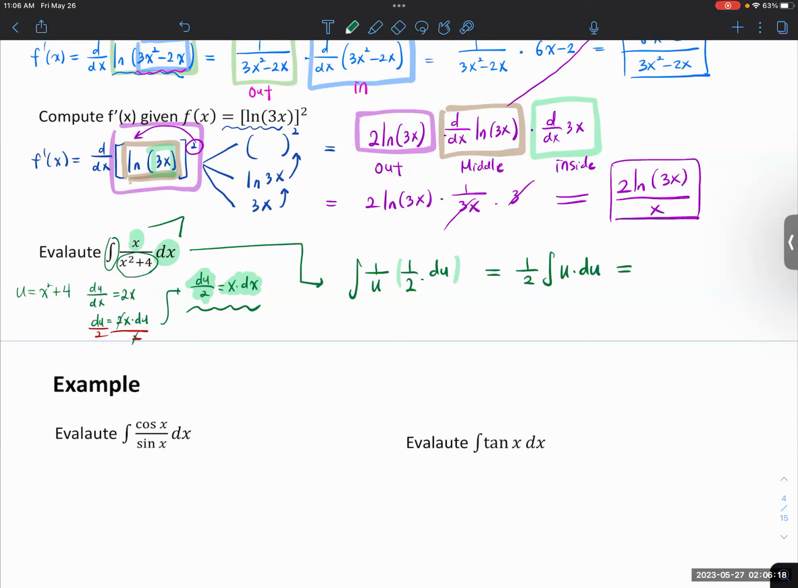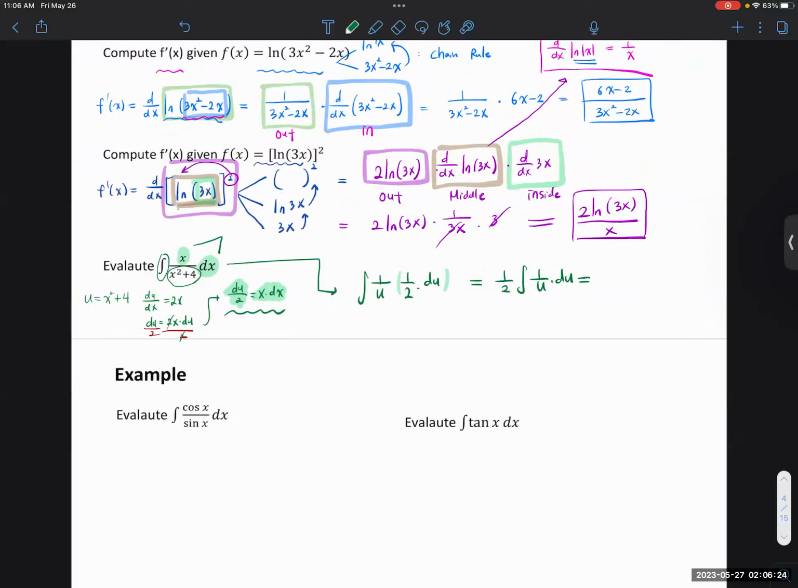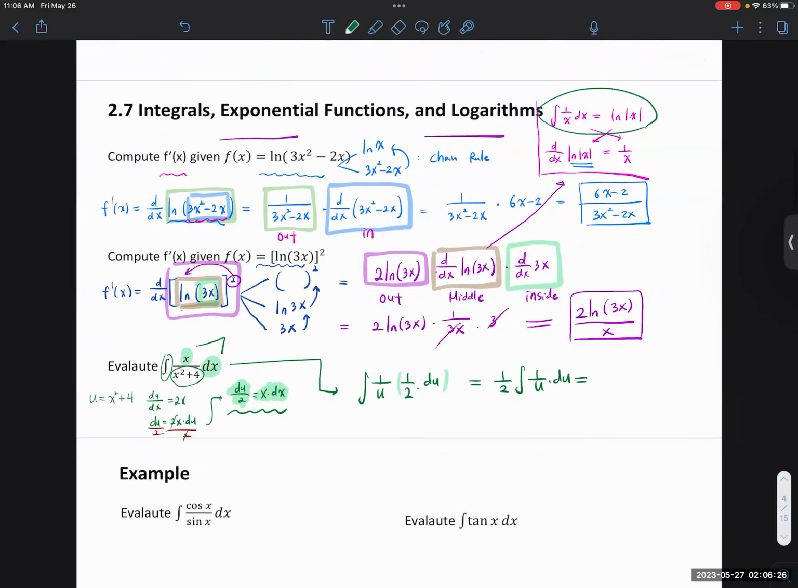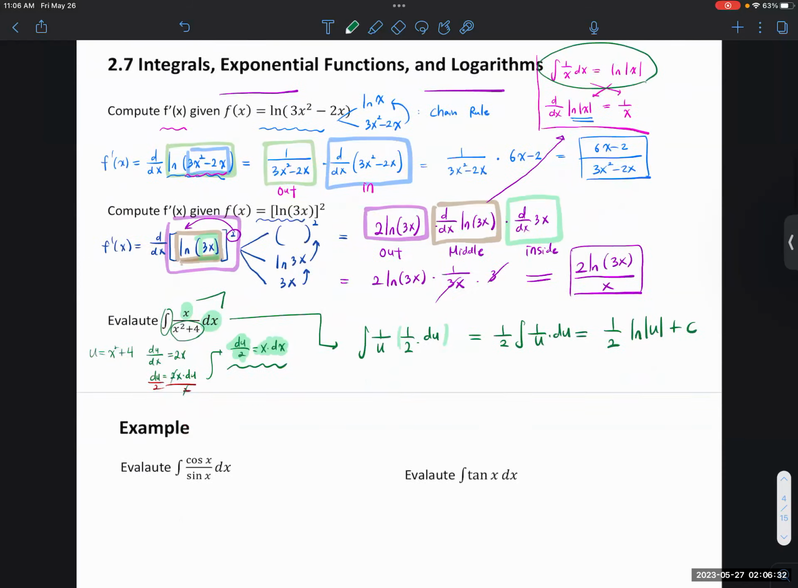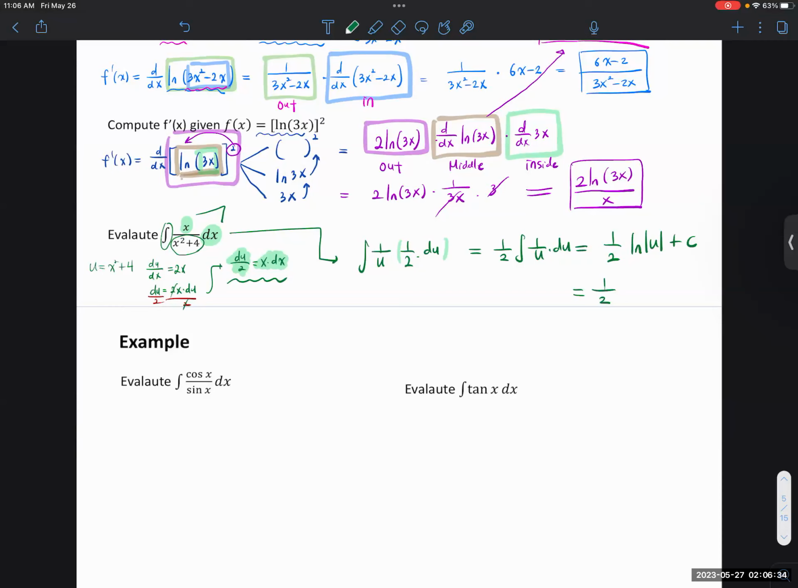I have a 1 over u, so my bad. So here 1 over u du. So this is the technique we learned, ln x. 1 over 2 ln u plus the c. You can go back to the u in terms of the x variable, x squared plus 4 plus the c.